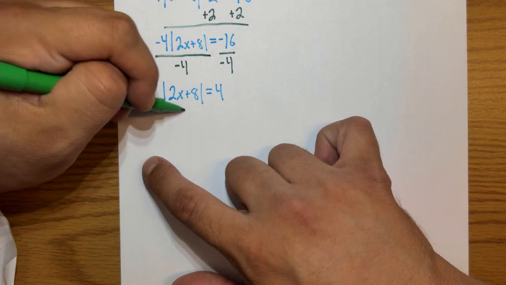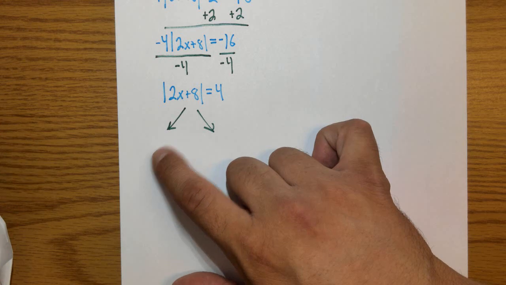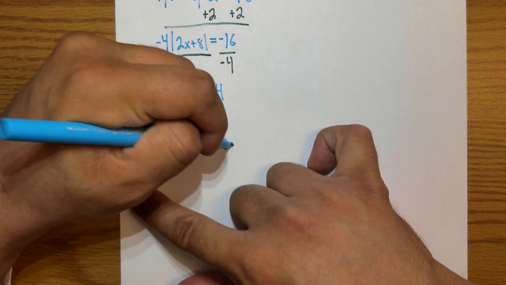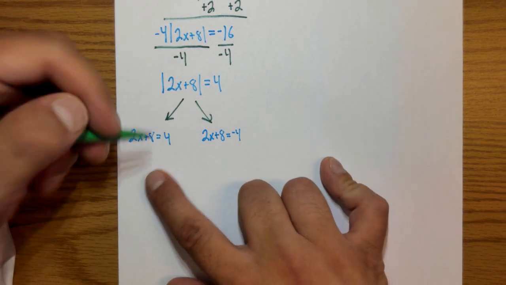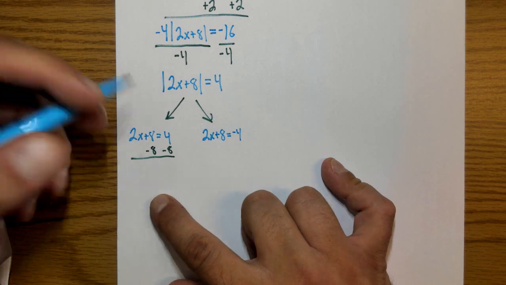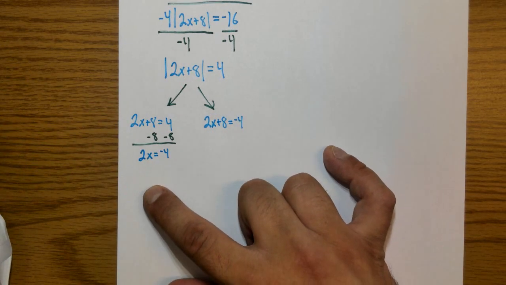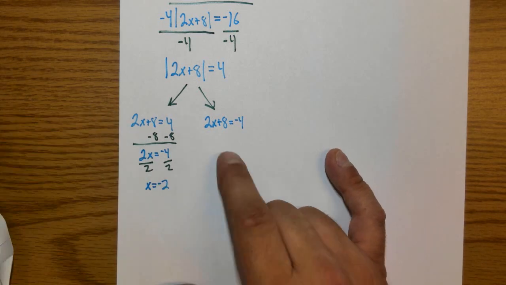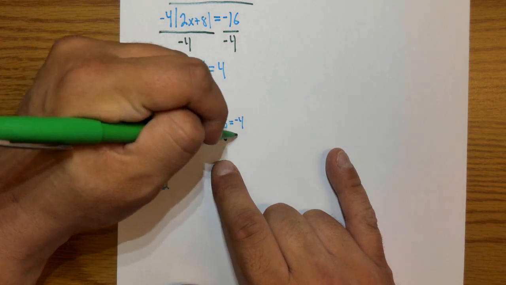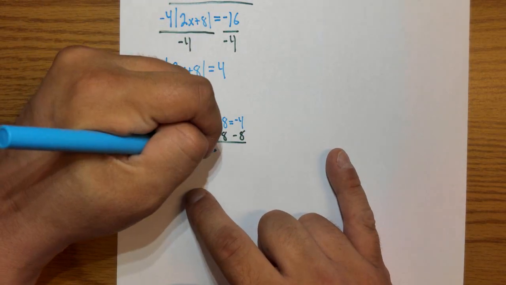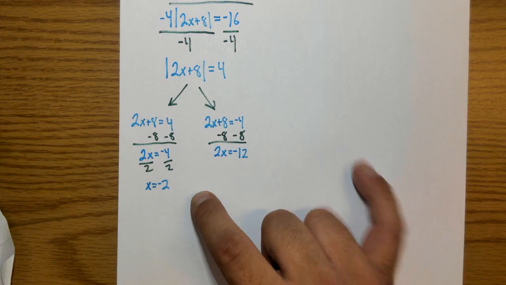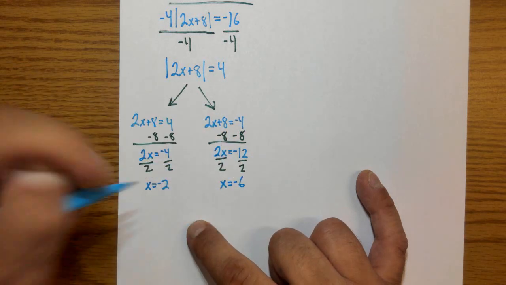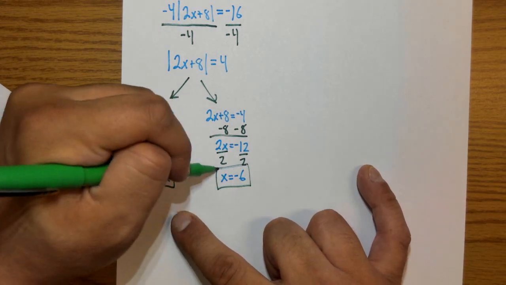And now we can set up our 2 cases. So 2x plus 8 could equal 4, or it could also equal negative 4. So to solve, again, we'll just subtract 8 from both sides. It's a 2-step equation, not too bad. 2x equals negative 4, and then divide both sides by 2. So x equals negative 2. Then over here, same thing. I know it may be a little redundant at this point, but we subtract 8 and then divide both sides by 2, which will give us x equals negative 6. So our 2 answers in this case are negative 2 and negative 6.